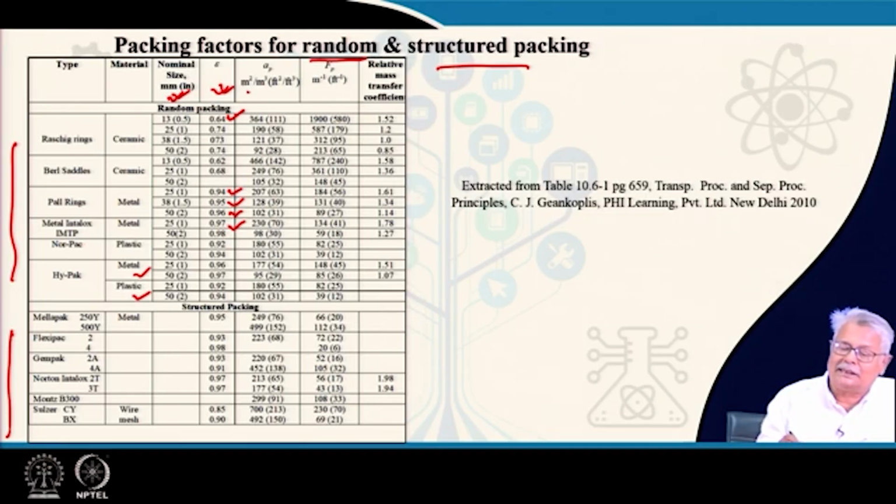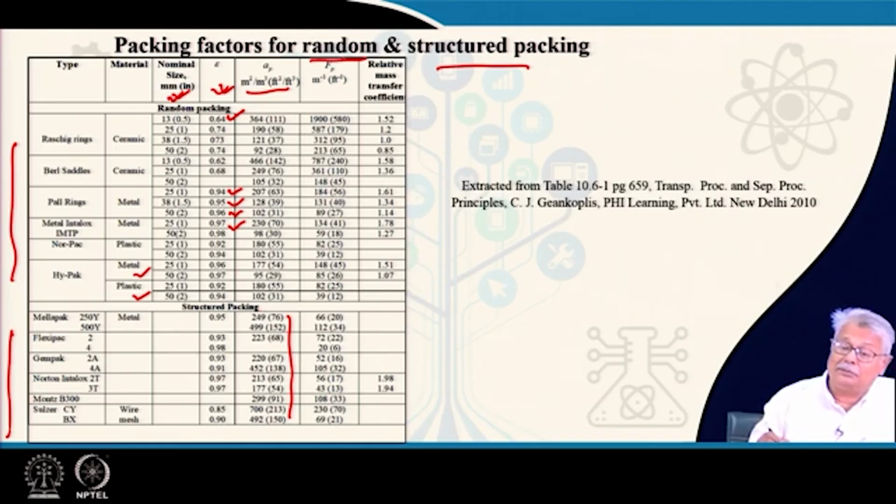The specific area of the packing is definitely in meter square per meter cube of bed. So, you see here how it varies, and you will see one big difference compared to this. In general, these are higher. That means structured packings normally will offer a little bit higher contacting area or specific surface area.